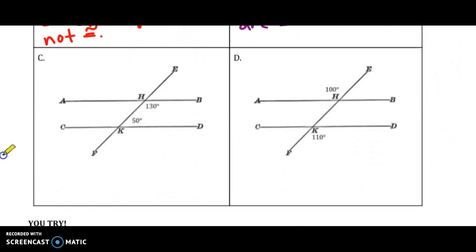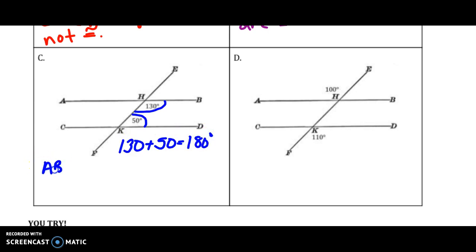All right, let's take a look at letter C rather. So we have 130 and we have 50. These angles are on the same side of the transversal and inside the two lines that are intersected by the transversal. So these are consecutive interior angles, and the relationship of consecutive interior is that they should be supplementary, which means they add to 180. Have to learn that vocab term. So 130 plus 50 is indeed 180 degrees.